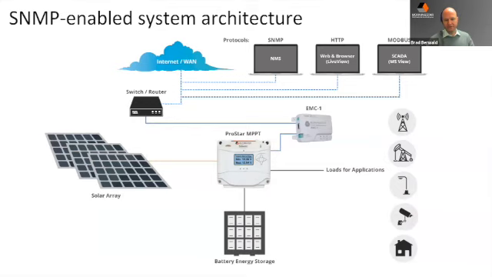So in a standard system setup, this is the kind of configuration you'll see. We've got our common loads on the right and a variety of applications. They could be home, industrial, or commercial. Our ProStar MPPT is a good example product there with an array and a battery connection. And then our EMC1 is going to connect to an internet router and provide you connectivity.